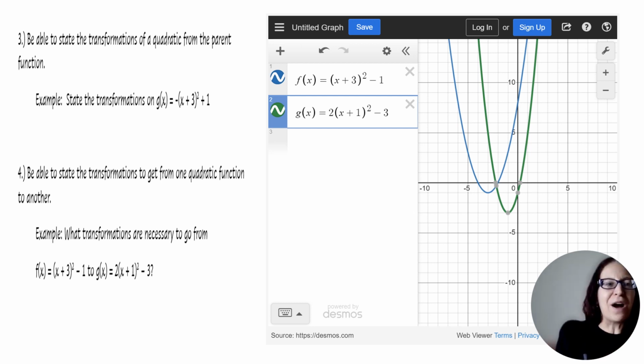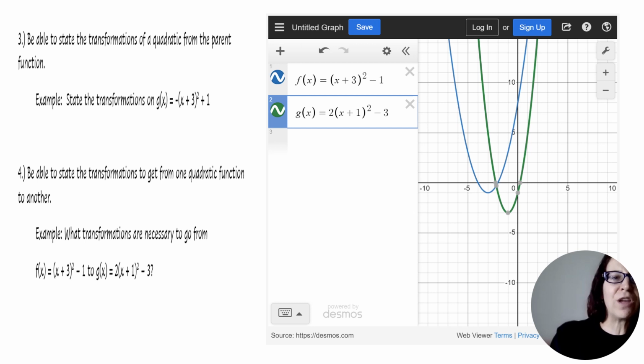Okay. So 3 on your study guide says, be able to state transformations of a quadratic from the parent function. So this is the most straightforward version of this question that you can get if you understand what the parent function is. And hopefully you can do that without using the calculator, but like I said at the beginning, you will have access to Desmos. So if you're not sure, you can go ahead and hop onto Desmos and graph it.